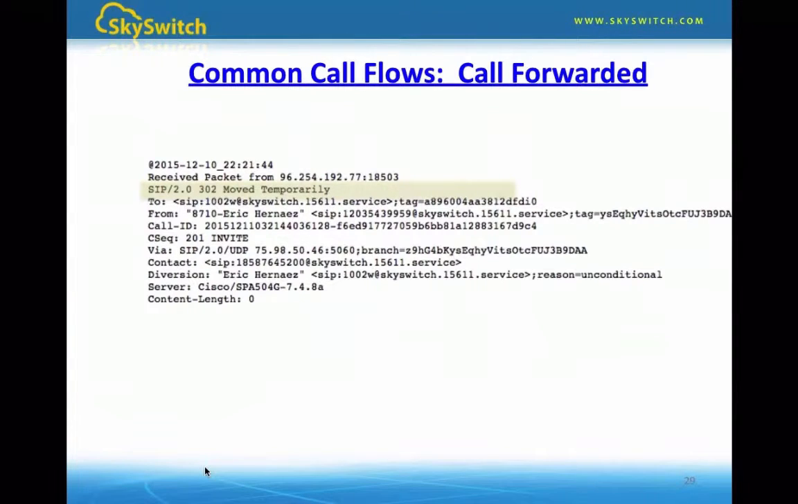Okay, the next call flow I'm going to go over is a call being forwarded. Now, in this case, we start out with a call to my extension, and again, the call is ringing extension 1002W. So we see the invite going from the PBX to extension 1002W. This time, I took Do Not Disturb off and I put call forwarding on. And we see now that extension 1002W responds with this SIP 302 message.